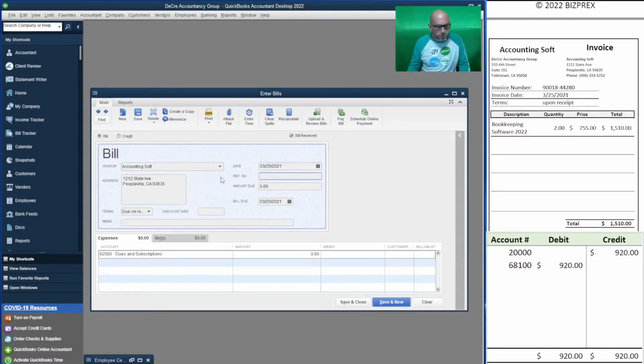Getting more employees. Okay, using subscription, 62500. 1510, 1510. All right, so again, this is a debit to 62,500. This is a credit to 20,000. Good to go.